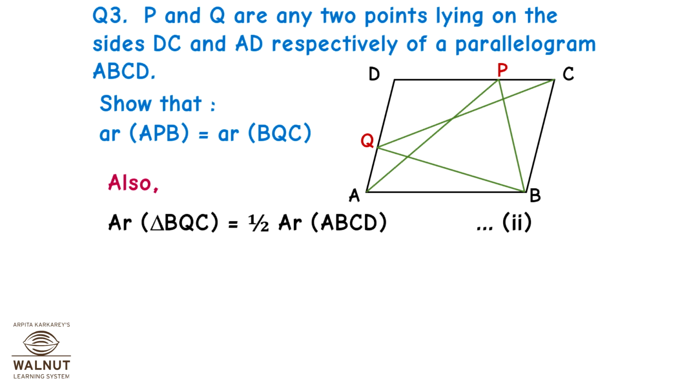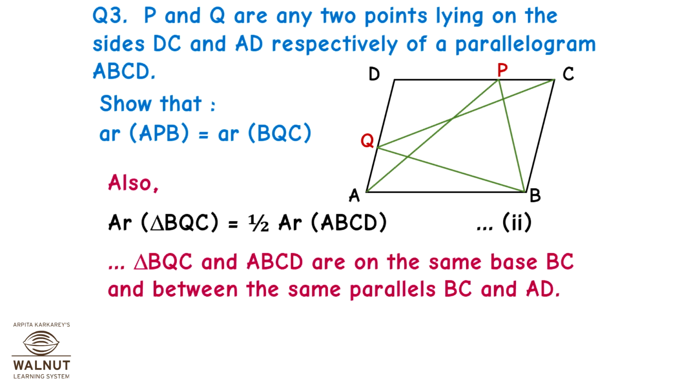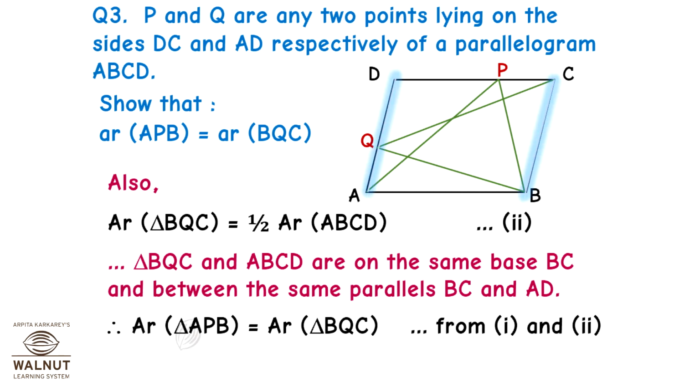Also, area triangle BQC is equal to half of area ABCD. Let this be 2. Triangle BQC and ABCD are on the same base BC and between the same parallels BC and AD. Therefore, area triangle APB is equal to area triangle BQC from 1 and 2.